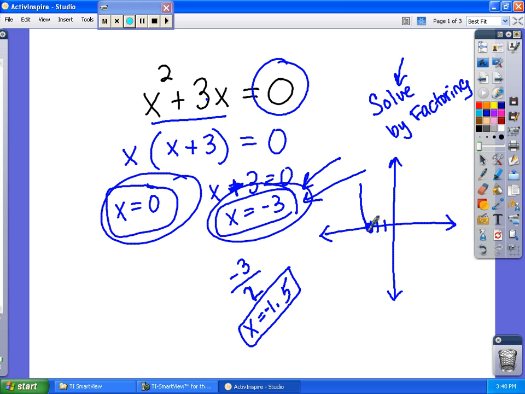So just a reminder that where it crosses the x-axis are your answers, your solutions to what x could be. We call those roots. We also, as you now know, call those zeros. They're the solutions to our quadratic function.